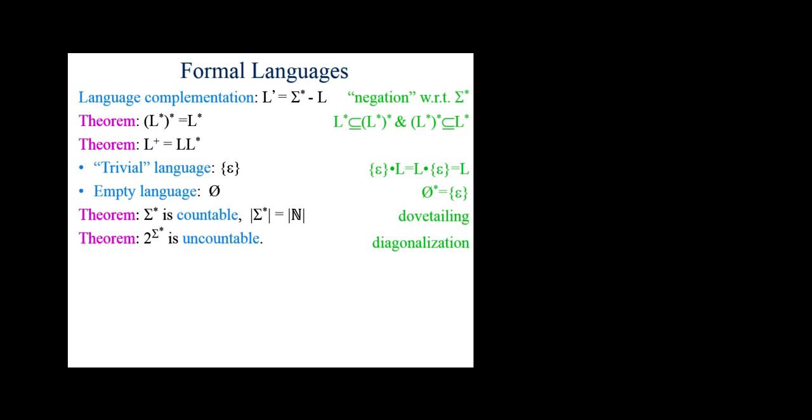Now you can use a whole sentence. Why is dovetailing descriptive of the answer that the number of strings in sigma star, sigma being the alphabet, why is that number of strings countable? You've got a whole sentence now. Explain dovetailing, how dovetailing would work.